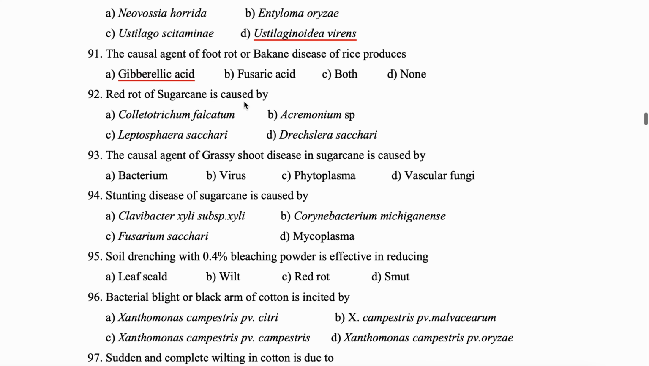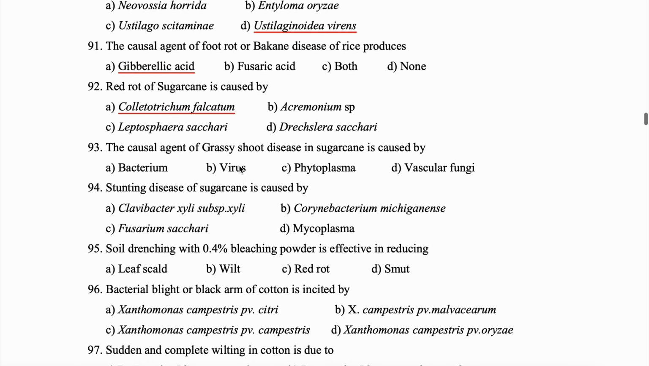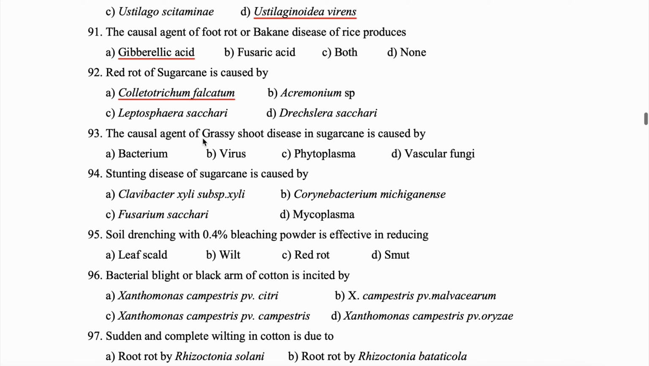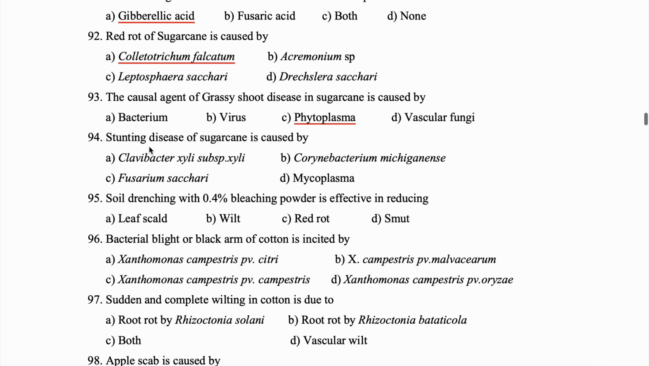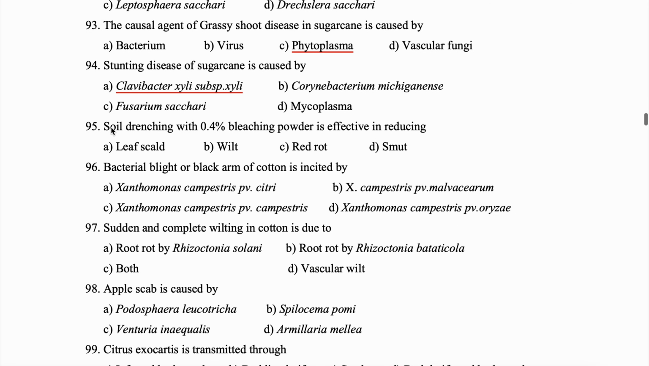Question 92. Red rot of sugarcane is caused by Colletotrichum falcatum. 93. The causal agent of grassy shoot disease in sugarcane is Phytoplasma. Next, stunting disease of sugarcane is caused by Leifsonia xyli subspecies xyli. One more thing you should remember is that this stunting disease of sugarcane also increases the sugar content.